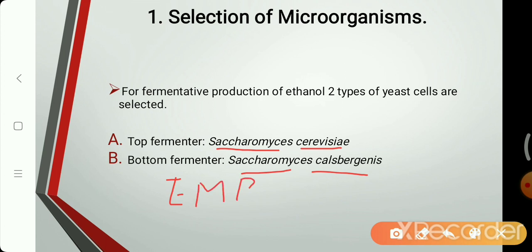Mostly we use yeast cells for the production of ethanol. There are a few reasons: it produces more ethanol, it has high tolerance towards sugar, and it has high tolerance towards ethanol and temperature. So mostly we go for the yeast cell.